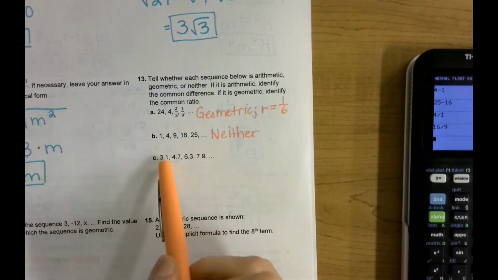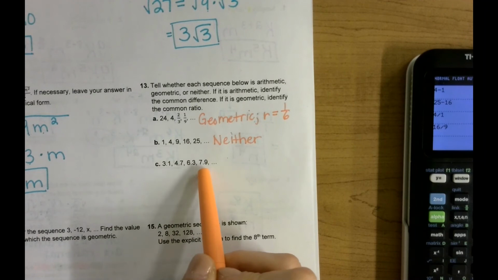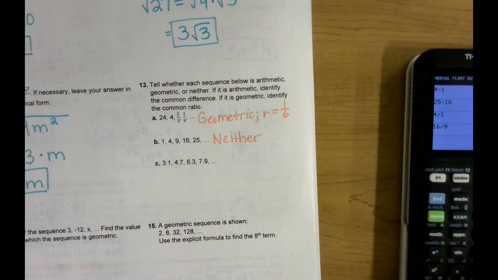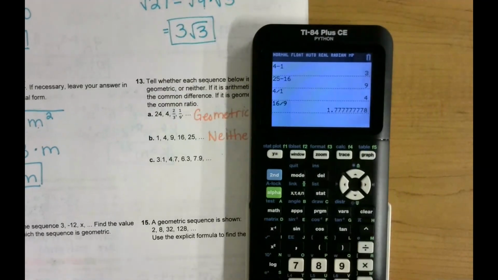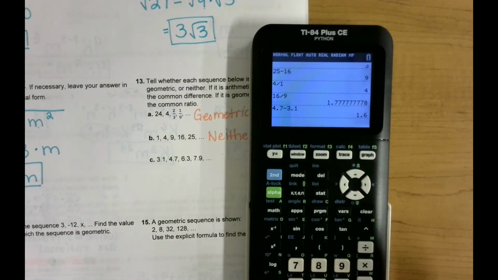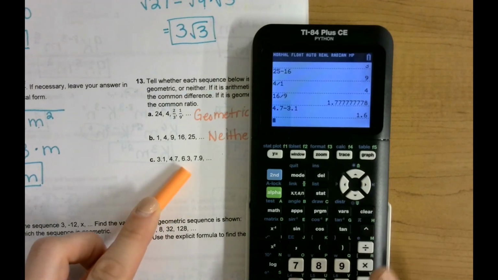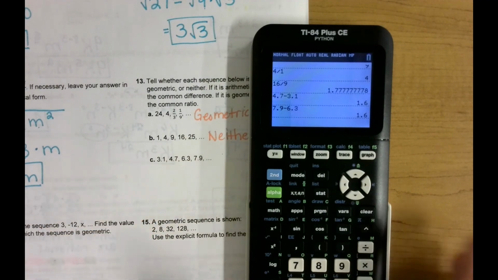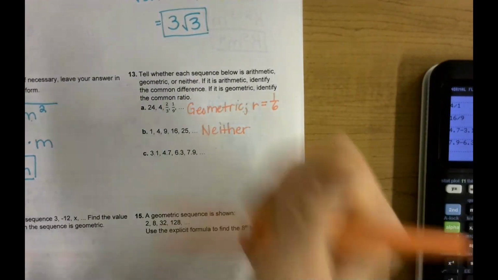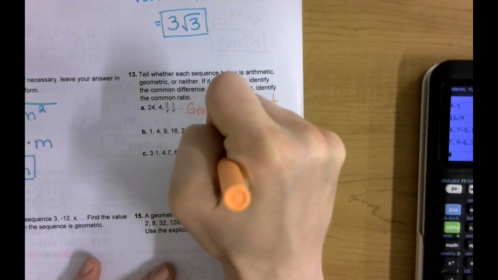Lastly, 3.1, 4.7, 6.3, 7.9. This is looking arithmetic, but let's double check. So I'm going to take the first two terms, 4.7 minus 3.1, 1.6, and then let's take the last two terms, 7.9 minus 6.3, 1.6. It is arithmetic with a common difference of 1.6.